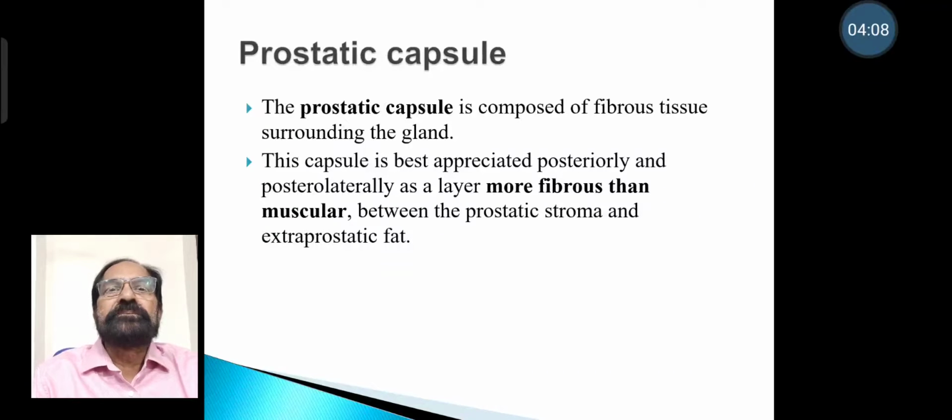Prostatic capsule. The capsule is composed of fibrous tissue surrounding the gland. The capsule is best appreciated posteriorly and posterolaterally as a layer more fibrous than muscular between the prostatic stroma and the extraprostatic fat.